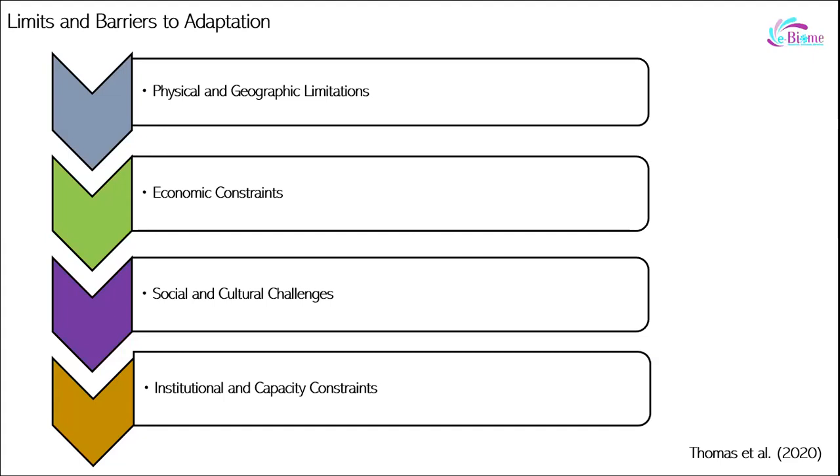We see various limits and barriers to adaptation on the screen: physical and geographic limitations, economic constraints, social and cultural challenges, institutional and capacity constraints. One that I want to focus on is physical and geographic limitations. Small island developing states, by virtue of their size, are physically small. And so, because they're physically small, their economies are also small. So they are not able to compete with various economies of scale on the global market.